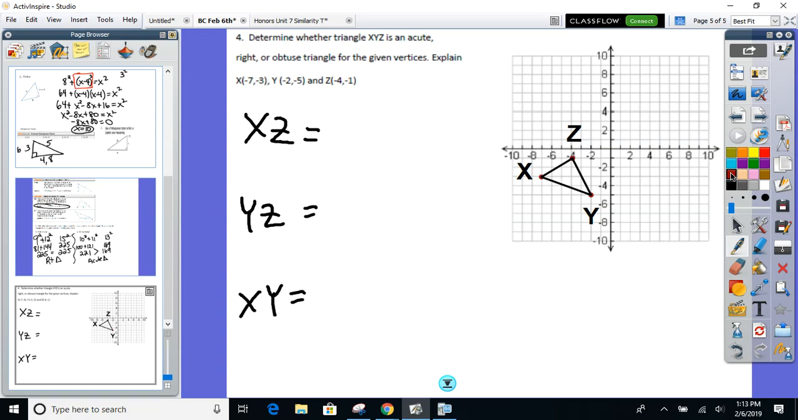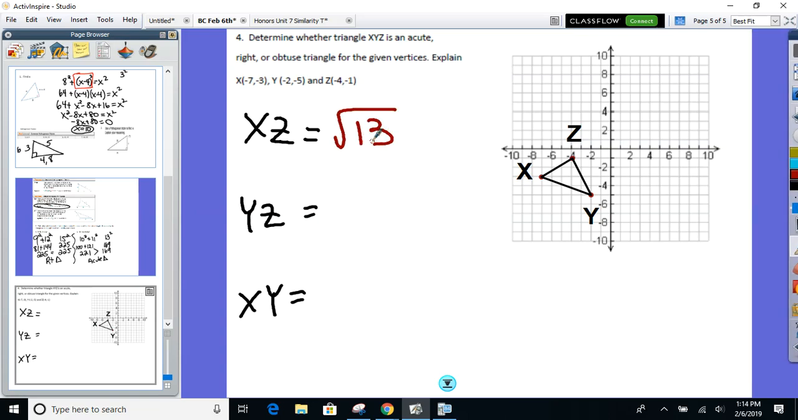Okay, write them down if it wasn't your responsibility. How about that XZ group? What do you got for the distance of XZ? Radical 13, there we go. How about that YZ group? 2 radical 5, yep, good. Thank you for breaking down 20. And how about that XY group?